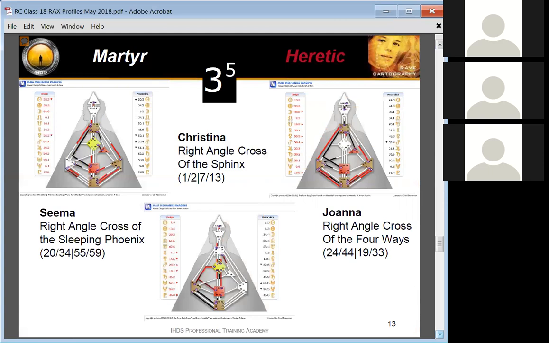And so the right angle cross of the Sphinx, Christina, the 3-5, has an opportunity to really experiment with directions. Look, she has totally open G. No, she doesn't. She can't with the Sphinx. I was looking at Joanna. It's not only, in fact, I think you only have one gate out of the G center that's not defined.